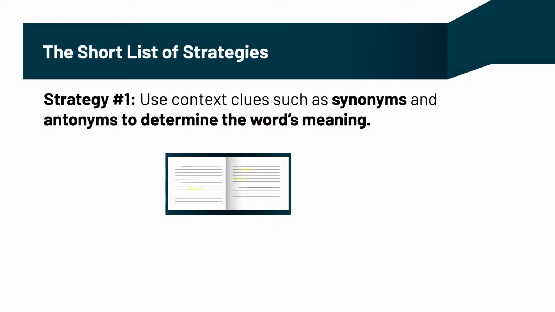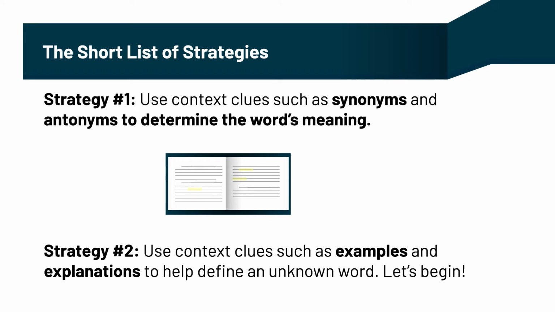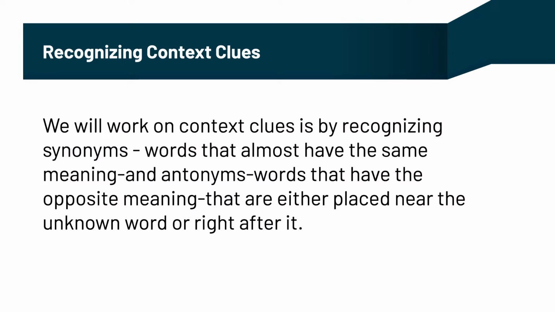Strategy number 1, use context clues such as synonyms and antonyms to determine the word's meaning. Strategy 2, use context clues such as examples and explanations to help define an unknown word. Let's begin. We will work on context clues by recognizing synonyms, words that almost have the same meaning, and antonyms, words that have the opposite meaning, that are either placed near the unknown word or right after it.